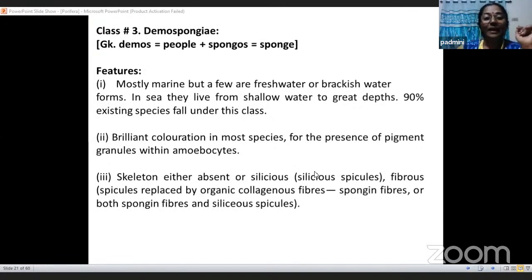Mostly marine, fewer freshwater or brackish water. I hope you know what brackish water is: where the salt water and the river water mix is called brackish water. This land is very fertile. So fertile land is where the brackish water is present. And 90% of existing species fall under this class. So mostly whatever we are seeing right now in the corals or in the spongia, 90% comes under this class, Demospongia. Brilliant coloration.